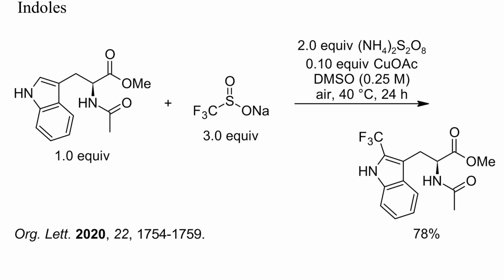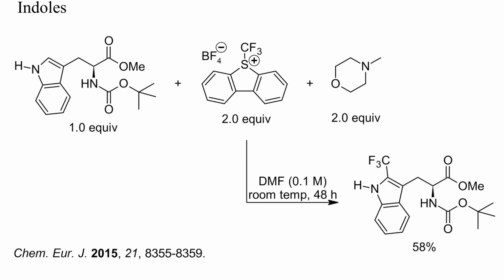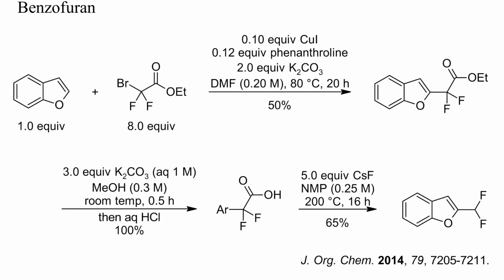Protected tryptophan can be fluoroalkylated with a sodium sulfonate. Persulfate is the oxidant, with 10% of copper-1 acetate as catalyst. This reaction can also be achieved with a sulfonium salt, but without any transition metals, as in this example. Like indoles, also benzofurans are preferentially fluoroalkylated at position 2.